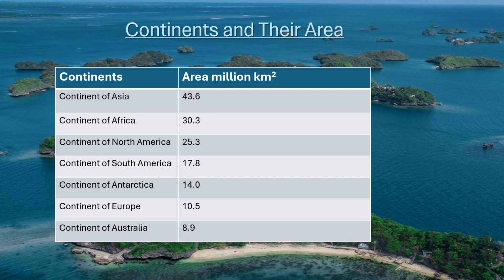The amount of area that Asia takes on the globe is 43.6 million square kilometers. Africa, 30.3 million square kilometers. North America, 25.3 million square kilometers. South America, 17.8 million square kilometers. Antarctica, 14.0 million square kilometers. Europe, 10.5 million square kilometers. Australia, 8.9 million square kilometers.